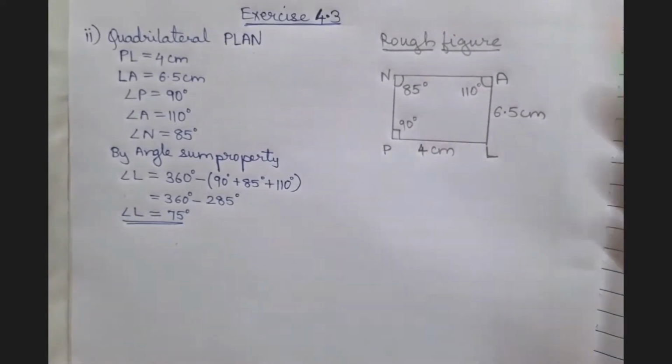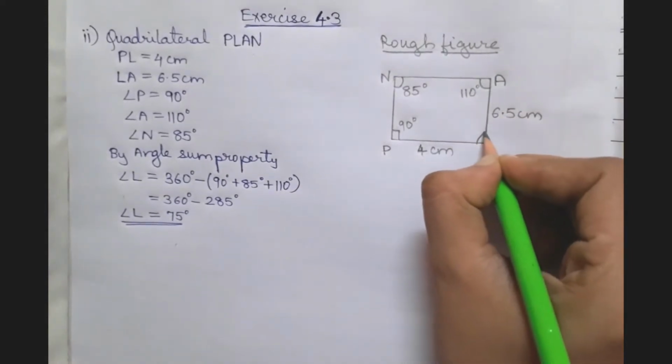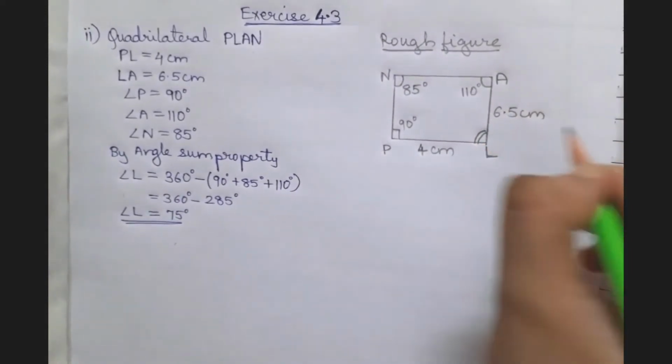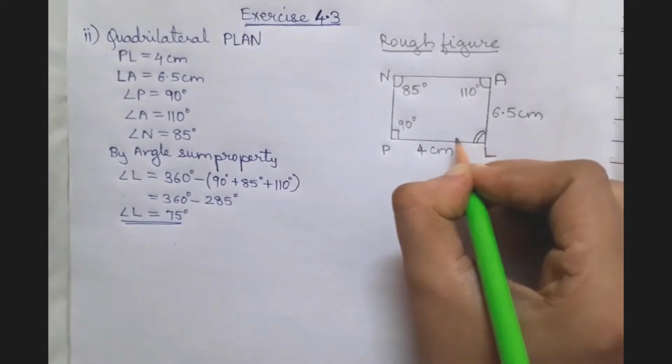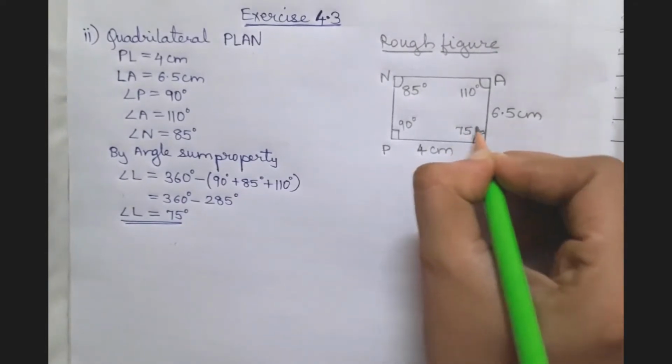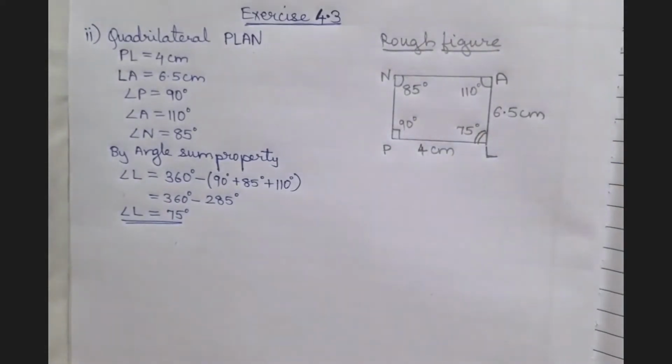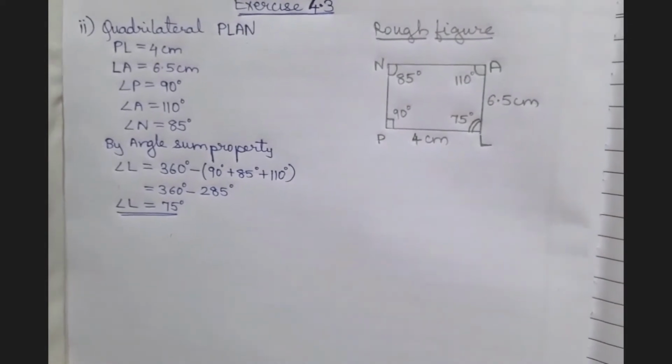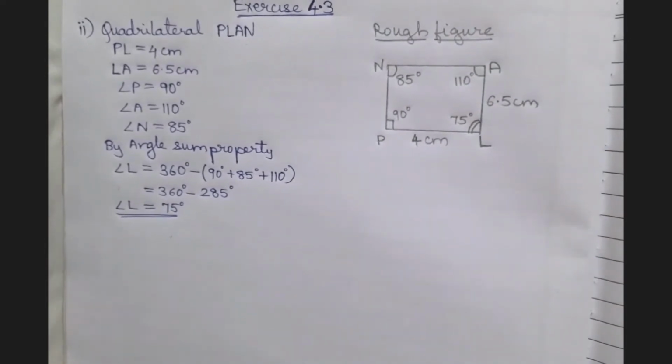So we will mark angle L here. So this angle we have found out. So I will mark this here. So angle L is 75 degree. So now we have all the required measurements with us. So we will start with the actual construction.